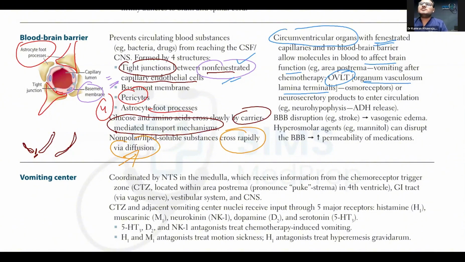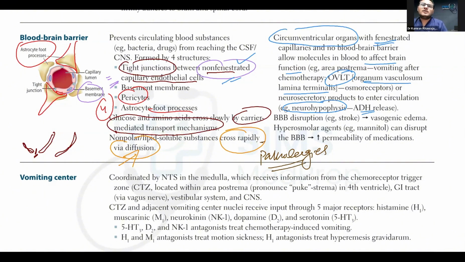Next are neurosecretory products, which directly enter the circulation, like neurophysin protein that carries ADH. That ADH release is not under the influence of the blood-brain barrier. So next is the neurohypophysis releasing ADH, which is not influenced by the blood-brain barrier. Next, what are the pathologies that can disrupt this blood-brain barrier?